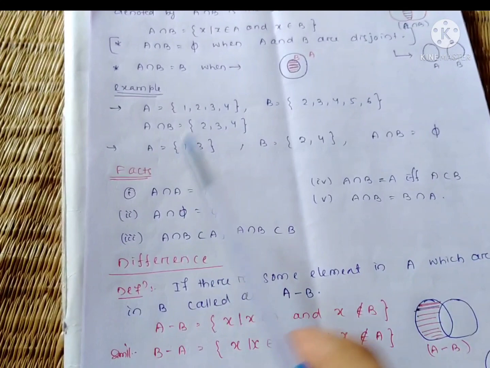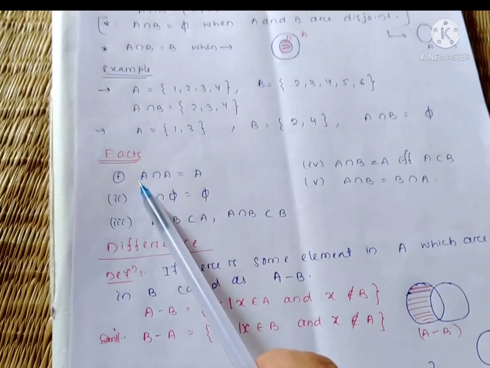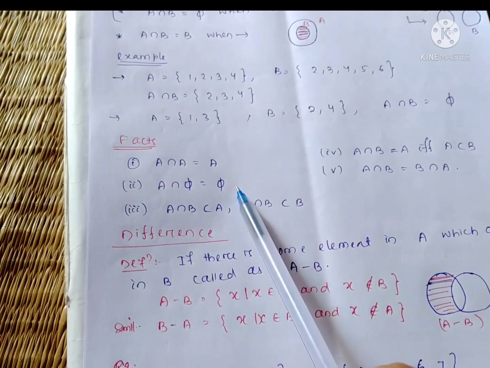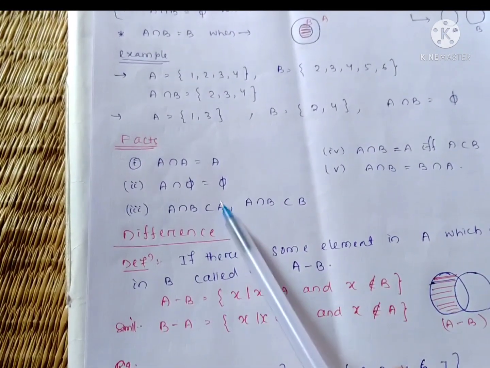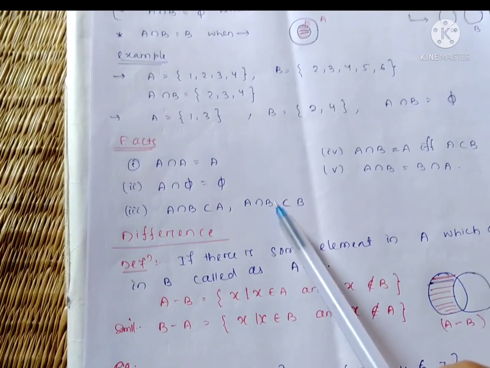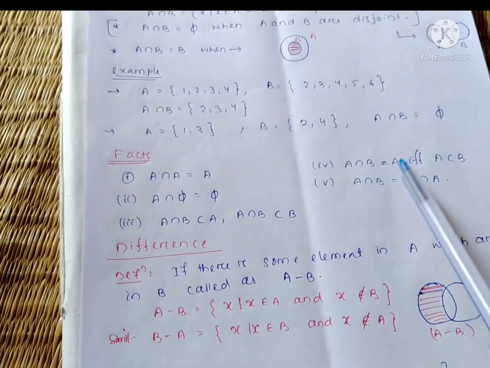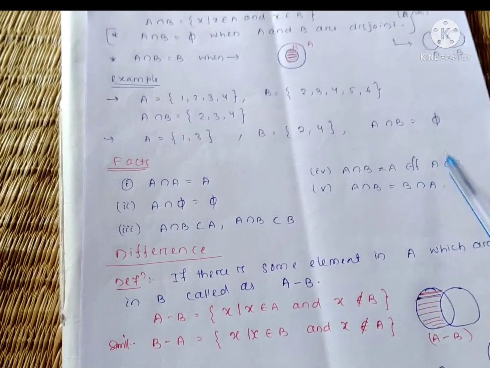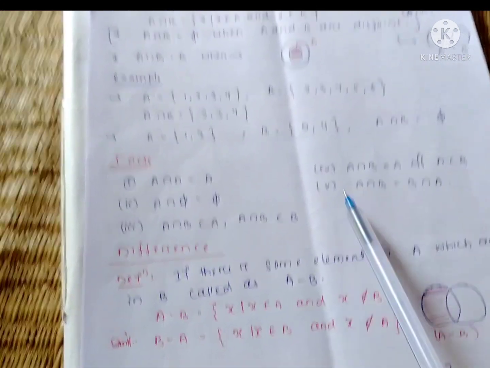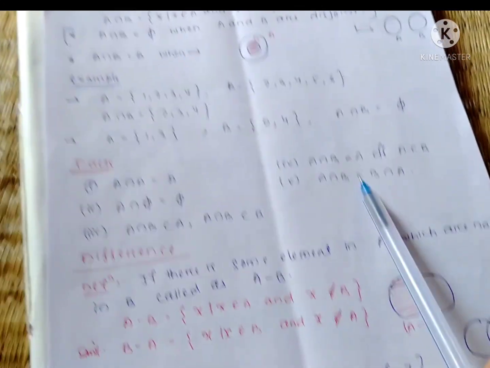So some facts regarding the intersection. A intersection A equal to A, A intersection phi equal to phi, A intersection B is a subset of A, A intersection B is a subset of B, A intersection B equal to A if and only if A is a subset of B, A intersection B equal to B intersection A.